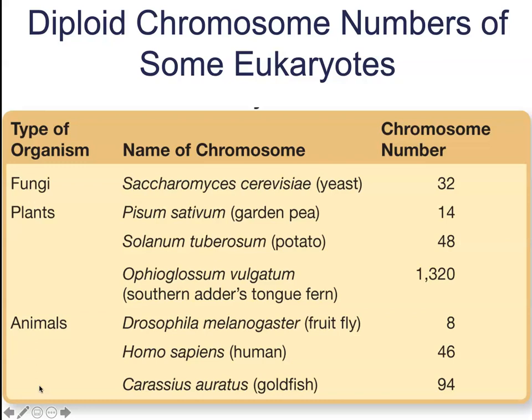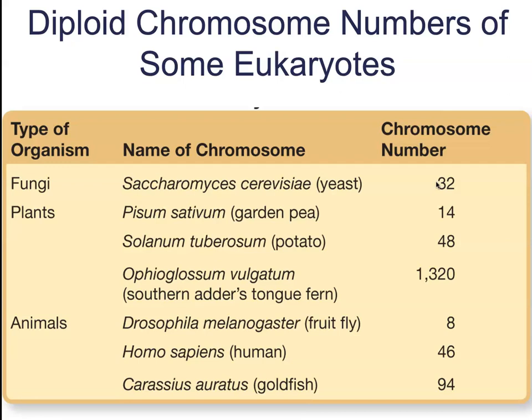So for example, humans have 23 different types of chromosomes, but every single cell in your body has 2 copies of every type of chromosome because you get 1 set of DNA from your mom. So you get 23 chromosomes from your mom and 23 chromosomes from your dad. And so our total diploid number is 46. Yeast are the same way. Yeast have an even set of chromosomes. They have 16 different types of chromosomes, with a total diploid number of 32.